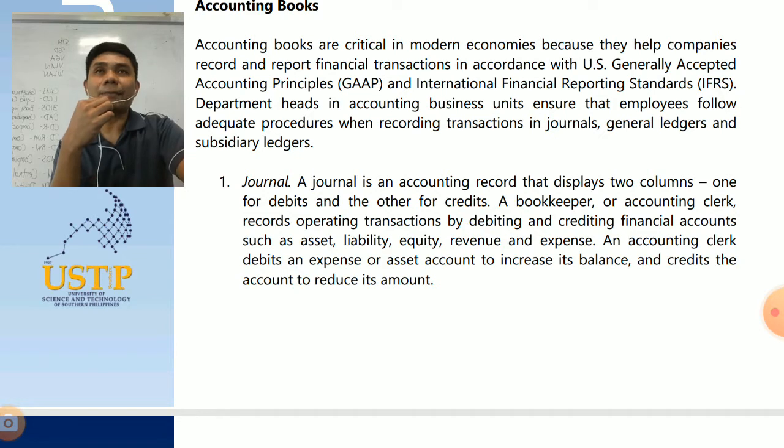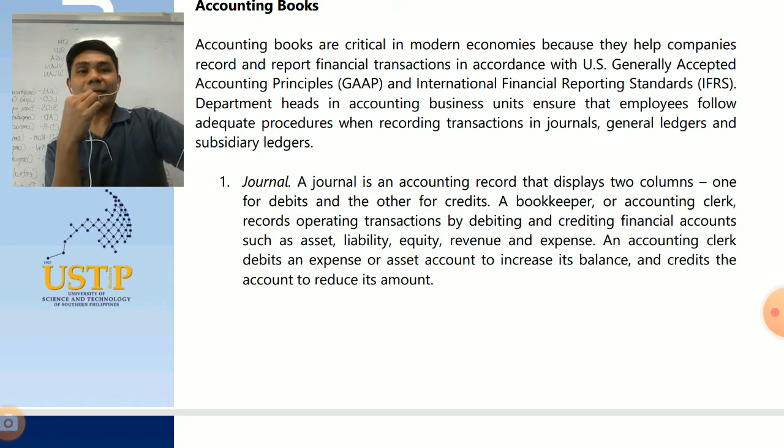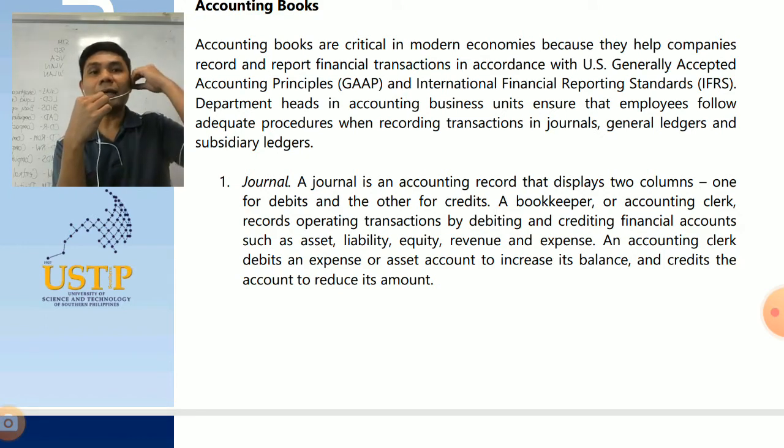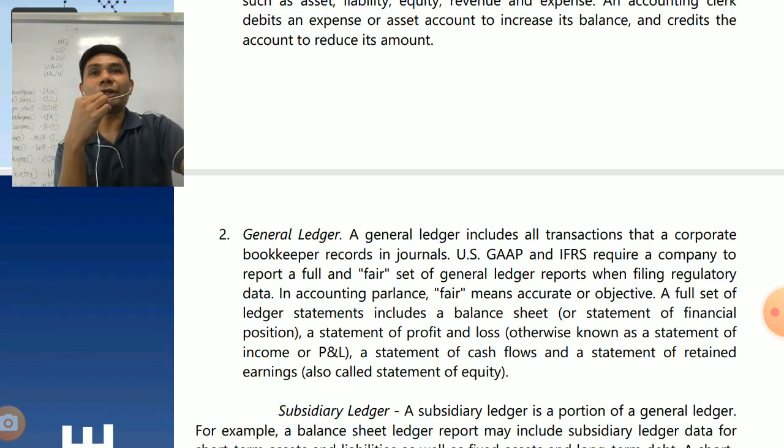So may example sa mga financial accounts nga gitawag og asset, liability account, equity account, revenue account, and expense account. So mao na ang i-record dito sa journal. Next is a ledger. Pag human nimo record sa transaction sa journal, ibalhin na nimo sa ledger.